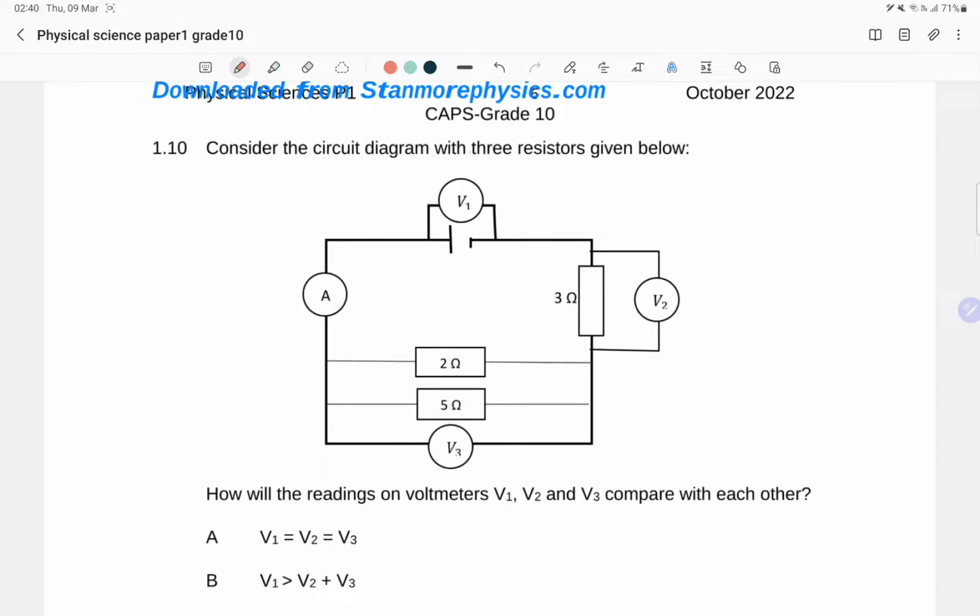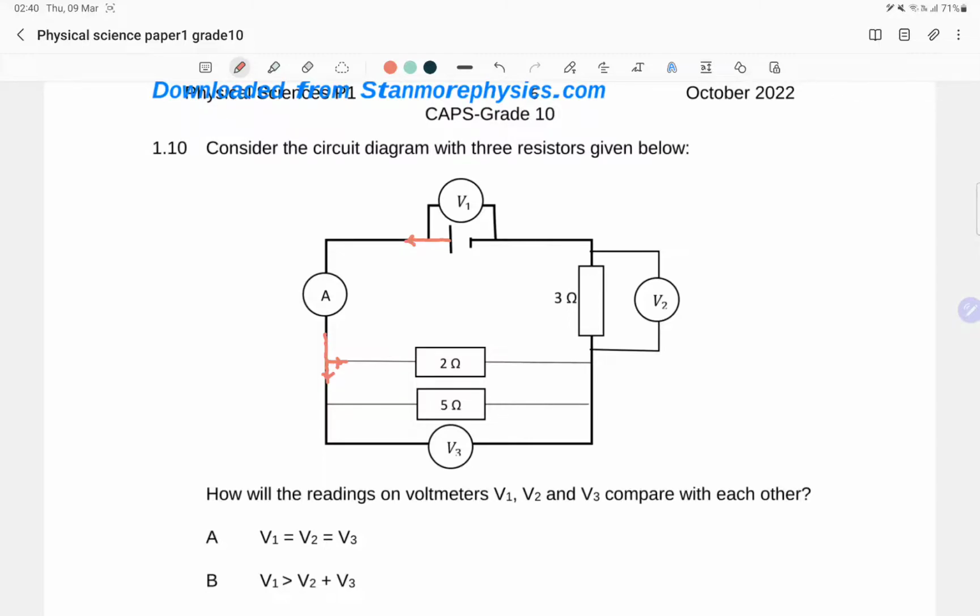Okay, consider the circuit diagram with 3 resistors given below. Anyway, all we can see here, this is a parallel connection. The current splits when it gets to this point into this portion and that portion, and then of course it divides proportionally to the magnitude of each resistor. And then of course conventional current comes from the positive terminal going all around to the negative terminal.